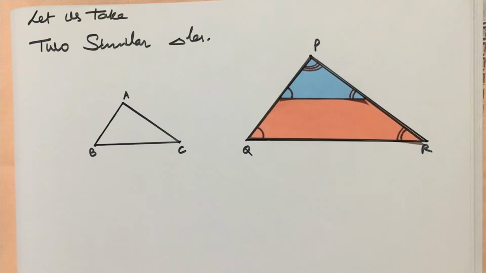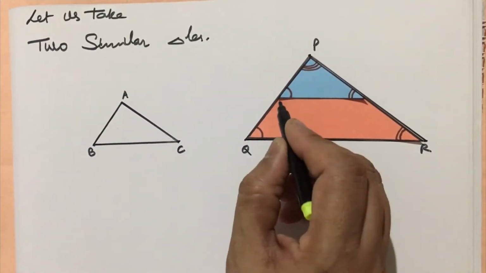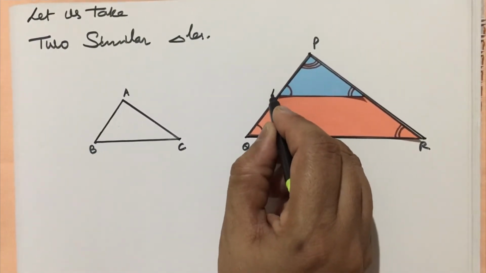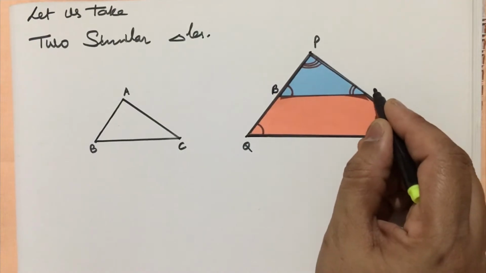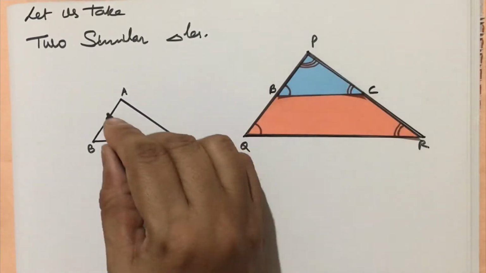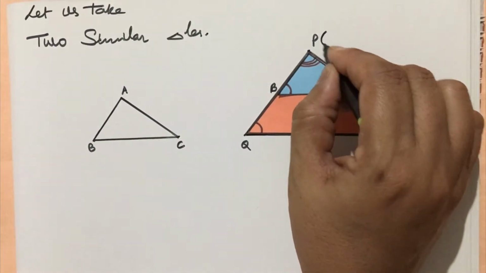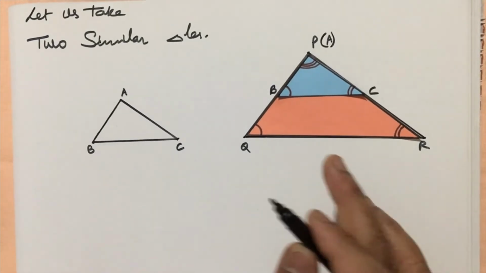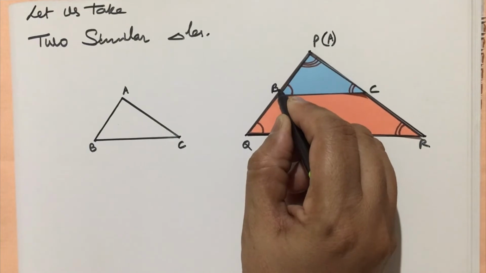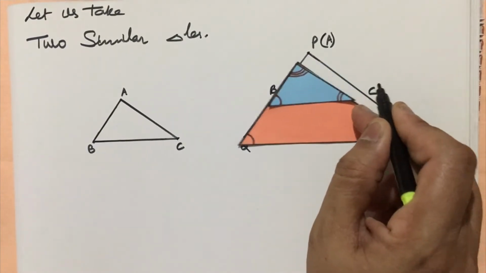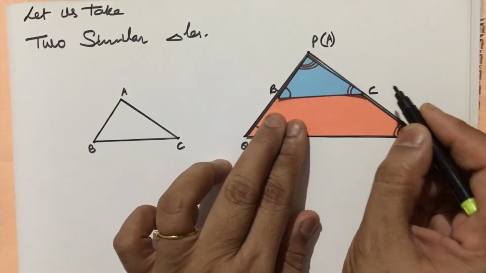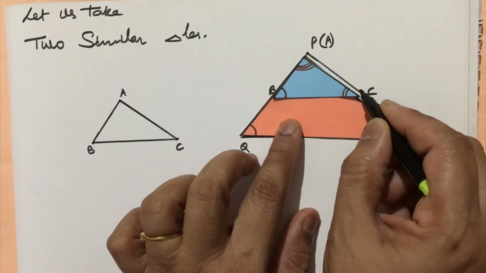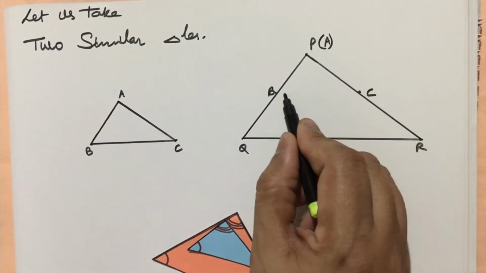Here you see it comes like ABC, and here A is coinciding with P. Understand? When you take this as a point B and this as a point C, you join these two points.